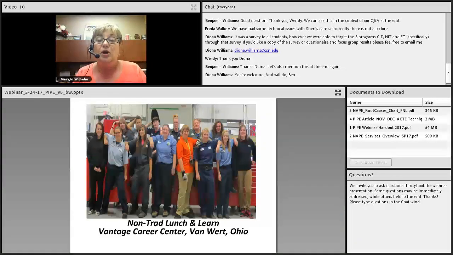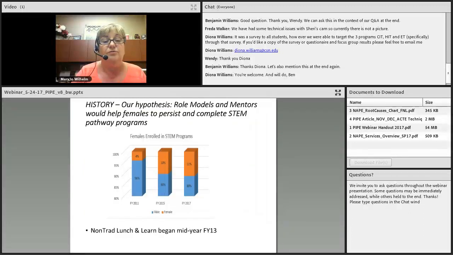So when they come over as a junior to enroll, and now obviously not all of them enrolled in non-traditional programs. So we wanted those who did enroll in the non-traditional programs to have a way to stay connected to each other. One of our hypotheses was also that role models and mentors would help females to persist and complete those STEM pathway programs. As you can see, in 2011, we only had 4% of females in non-traditional STEM pathway programs. In 2015, it jumped up to 10, and now it's currently at 11.